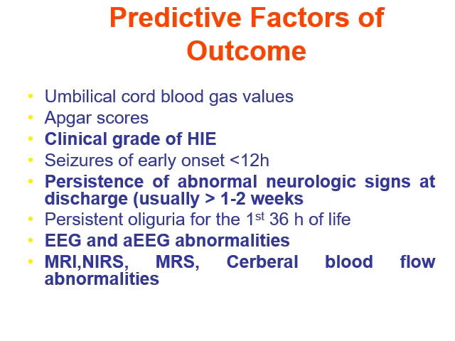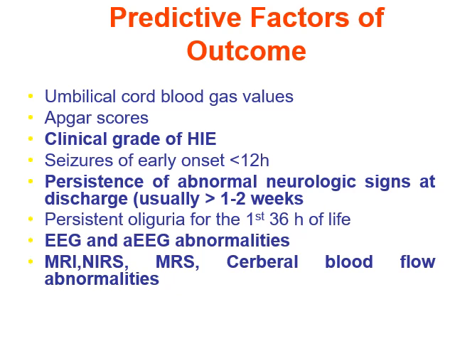What are the predictive factors of outcome? I made a bolding of 4 items. That's of course the clinical grade of HIE. If the clinical grade is mild, grade 1, the prognosis is good. If grade 3, it's very, very bad. Persistence of abnormal neurologic signs at discharge, usually more than 1 to 2 weeks.